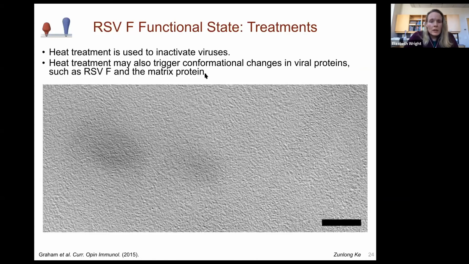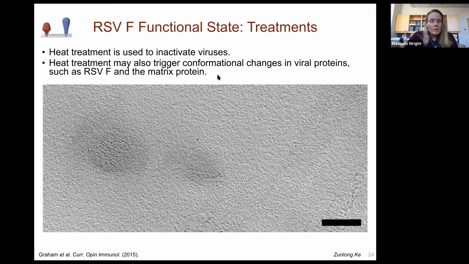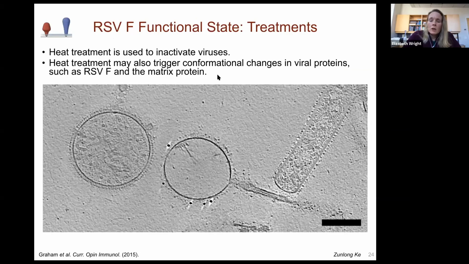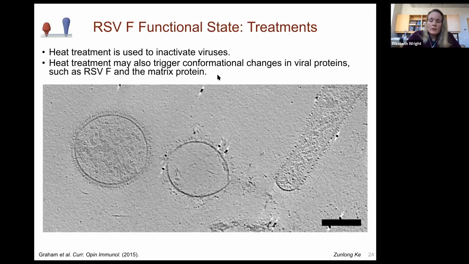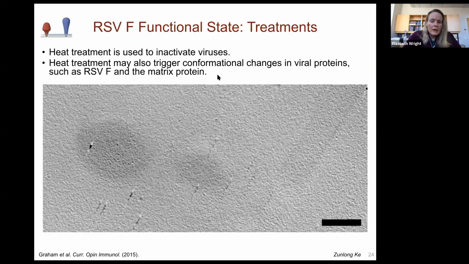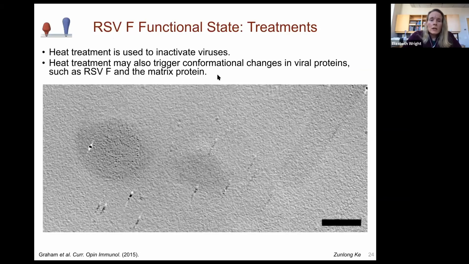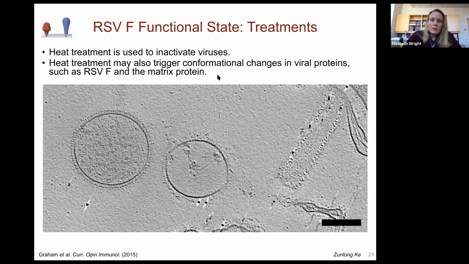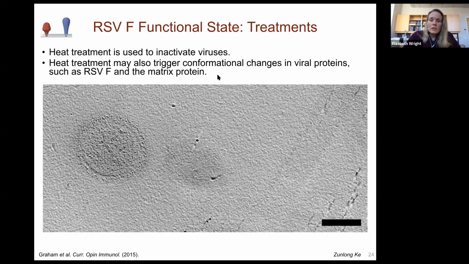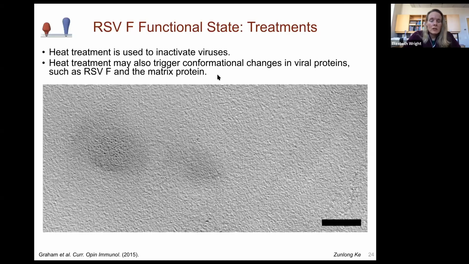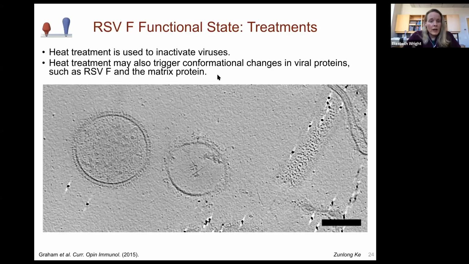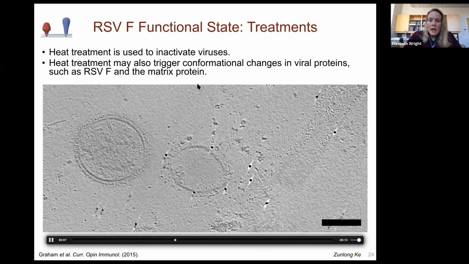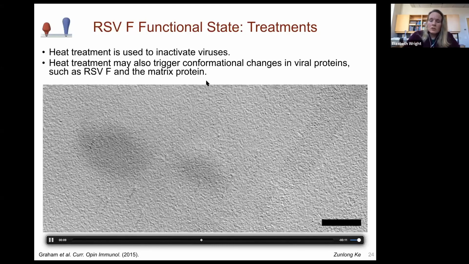And so to examine this further, to begin to understand what the F functional state was on the vaccine candidate virus, we needed to do a bit more back of the envelope work. And so here we can actually use heat treatment to inactivate a virus. What this will do is it'll trigger conformational changes in the viral proteins, for example, RSV-F, i.e. the glycoprotein on the surface of the virus, the fusion glycoprotein, and the matrix protein, which is underlying the membrane.